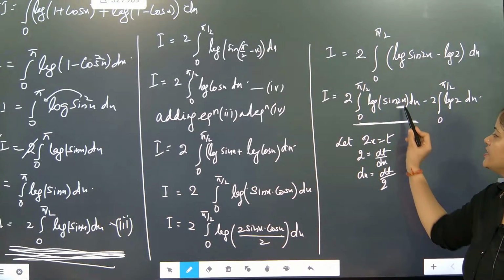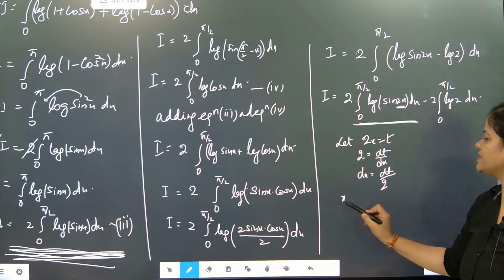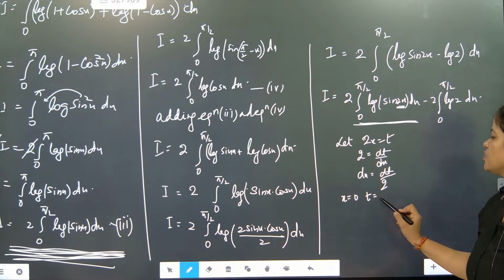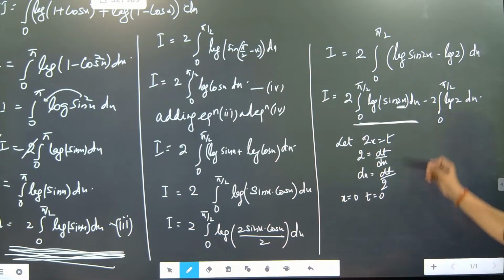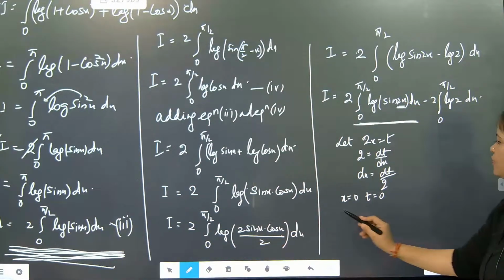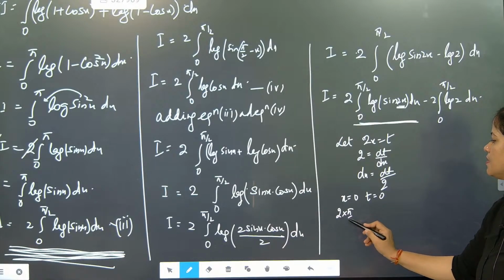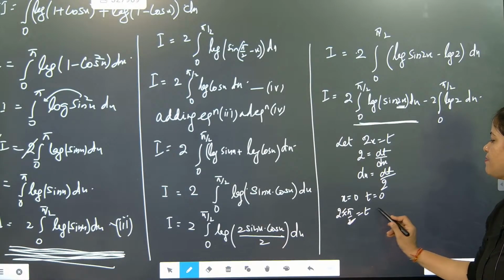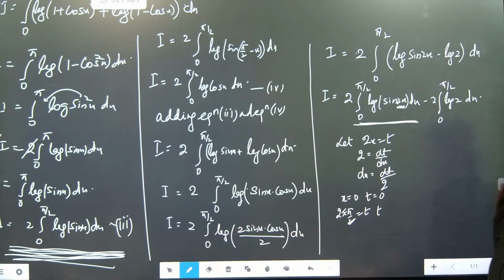If you put 0 instead of x, then when x is equal to 0, t is also coming as 0. When x is equal to pi by 2, t is coming as pi. Got it? So now what will this part of the equation become?